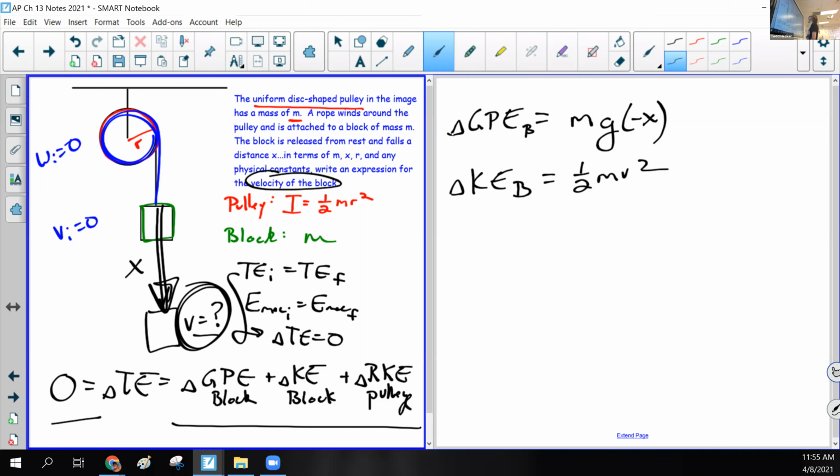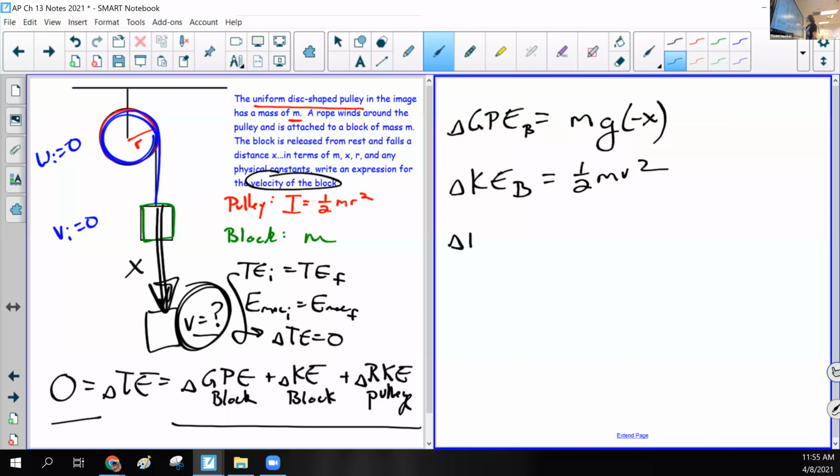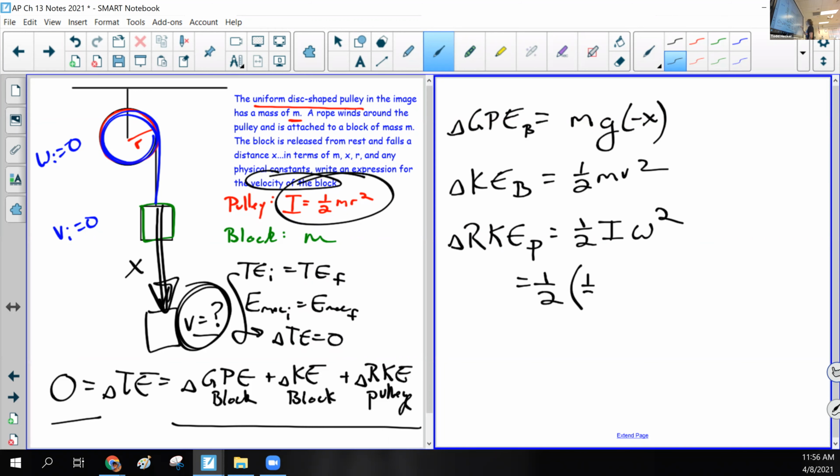Finally, rotational kinetic energy of the pulley. Well, again, it starts at rest. So the change in rotational kinetic energy of the pulley is equal to the final rotational kinetic energy of the pulley, right? Because you start at 0. All right. So this is 1/2 times the rotational inertia of the pulley times the angular velocity of the pulley squared. So that's 1/2 times 1/2 mr squared times, I don't like that omega.